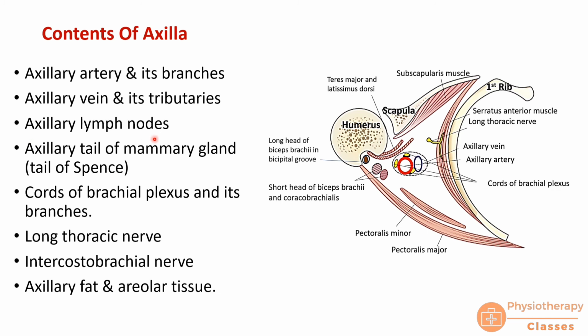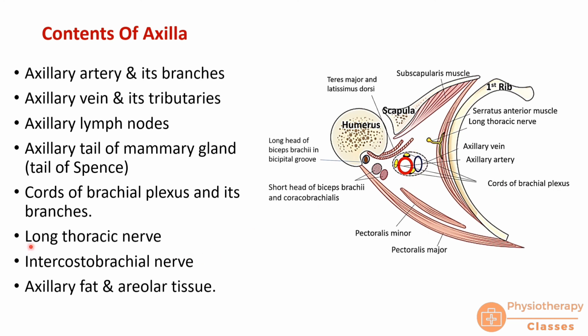So axillary lymph nodes, then axillary tail of mammary gland, a small part of the mammary gland that also extends into this. So that will be there. Then cords of brachial plexus and their branches. So we can actually see here the 3 cords, yellow colored, 3 cords. I have not shown the branches, and the branches of these 3 cords will be also there. Then we have the long thoracic nerve.